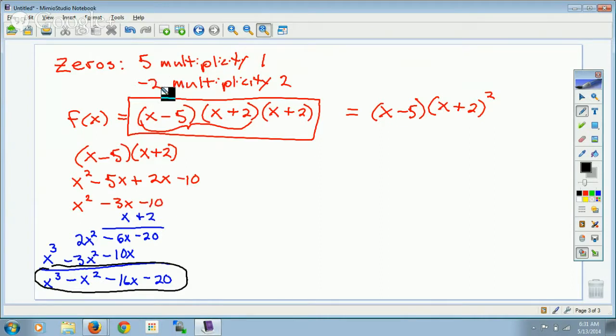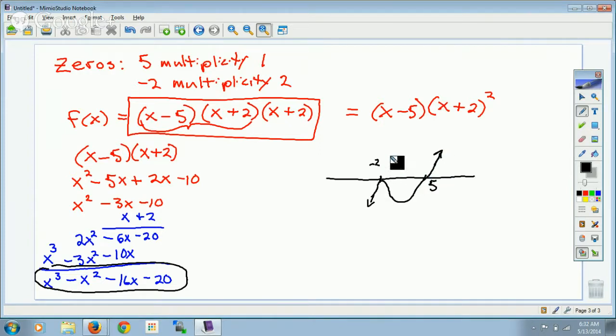If I were to graph this, the end behavior should be like that, because it's a positive x cubed. And let's see, it has zeros at -2 and 5. Let's say 5 is right here. And the multiplicity 2 means it bounces off that 0. And so this thing's going to look something like that.